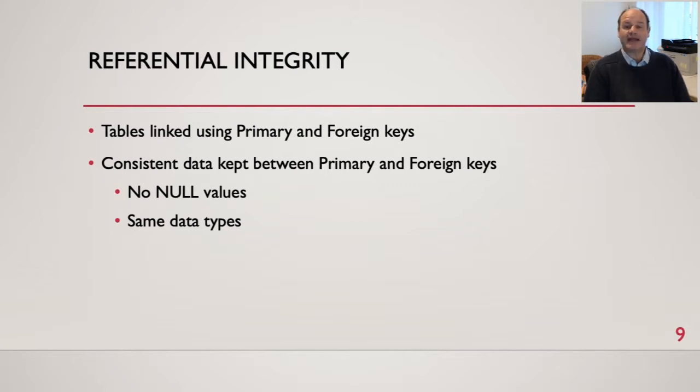Consistent means that the data contained in the foreign key field cannot be changed in any way, i.e. added, deleted or altered, unless those changes have already been made in the primary key. Having referential integrity means that null values are not created accidentally, and that both the primary key field and foreign key field will have the same data types.